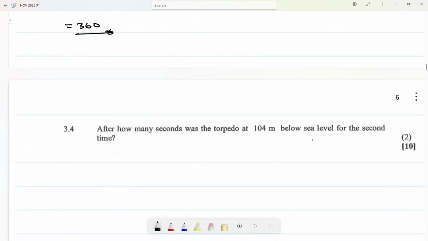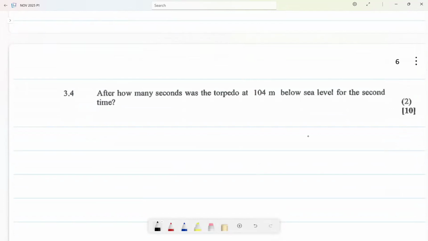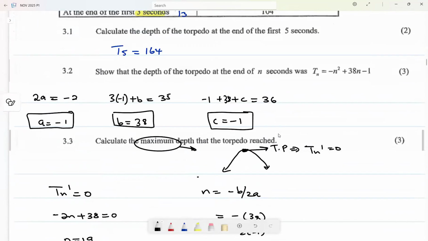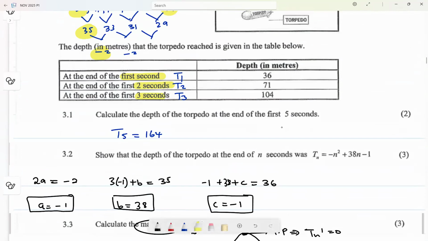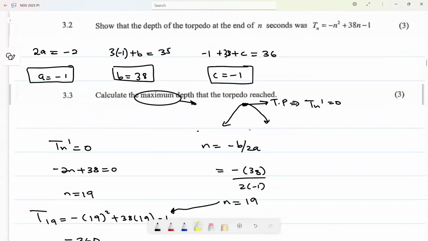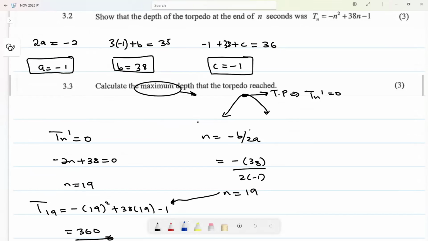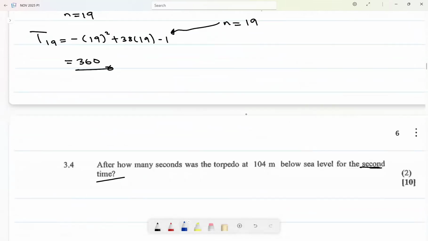And then the last question says, after how many seconds was the torpedo at 104 meters below sea level for the second time? So remember, it was at 104 meters at the first 3 seconds. But since this is a quadratic, it's going to go to the maximum, and then come back to that same depth, but at a different time. Remember, a parabola is symmetrical. So let's find that.